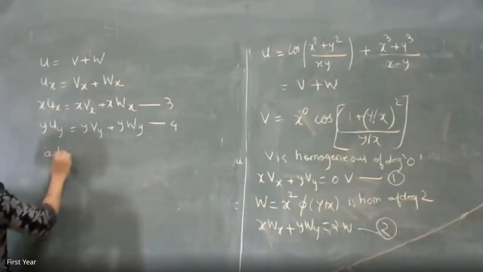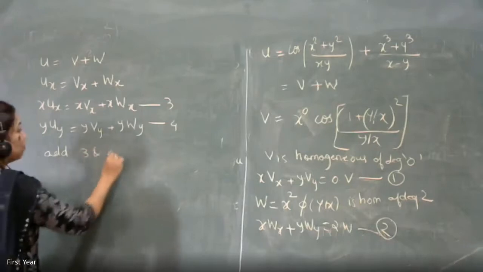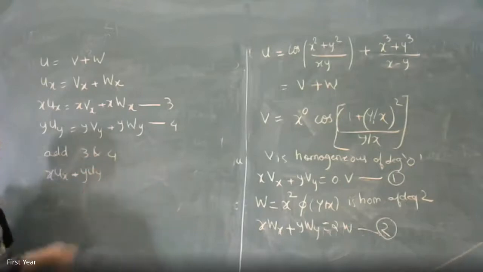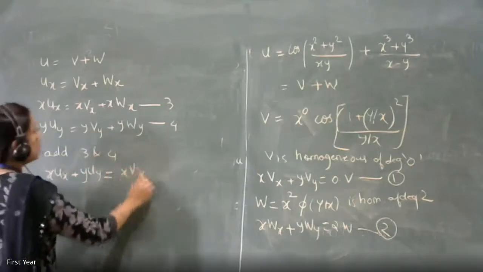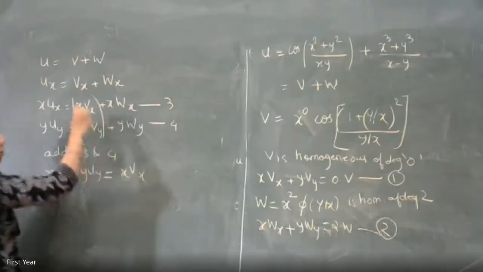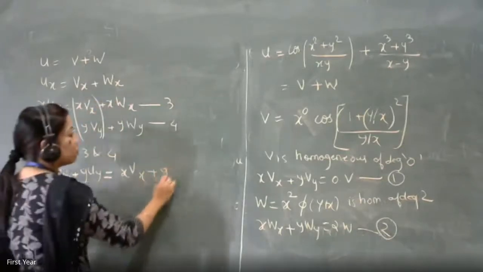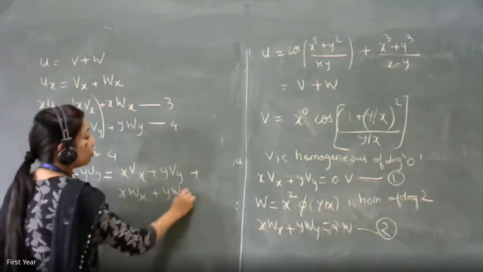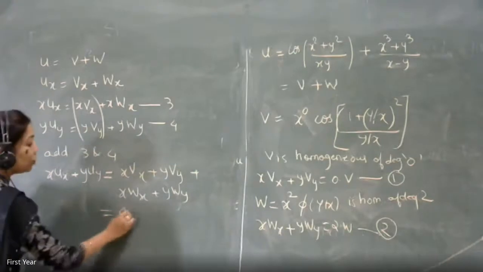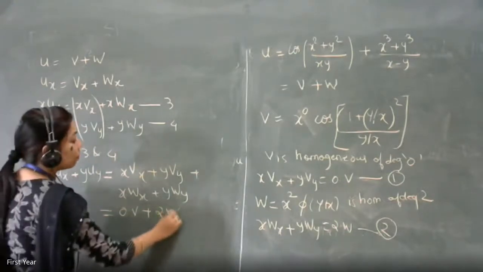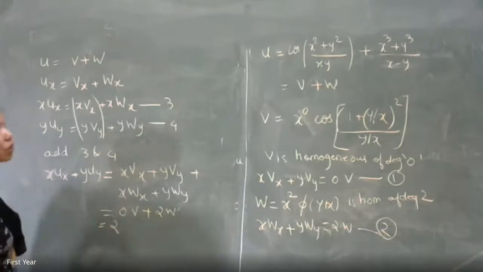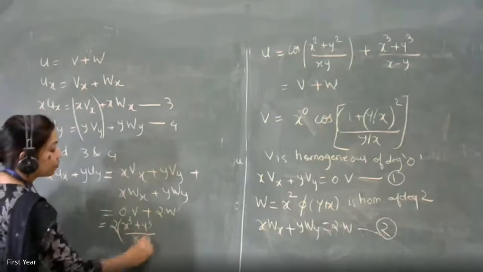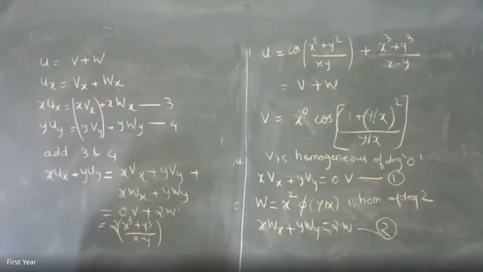Therefore adding 2, 3 and 4, what will you get? x ux plus y uy, which was the actual question asked, will become equal to, how do I add? I will add like this: V terms together, W terms together. So x vx plus y vy plus x wx plus y wy, because I know the answer of these. So what is it? 0 into v plus 2 into w. Your final answer will be 2 into, what's the function w? 2 into x cube plus y cube upon x minus 1. Is this okay? Simple?